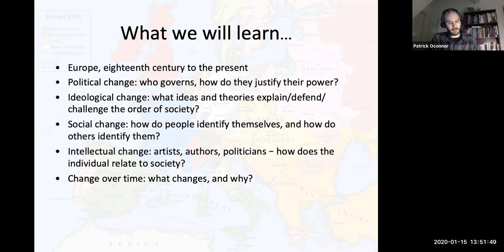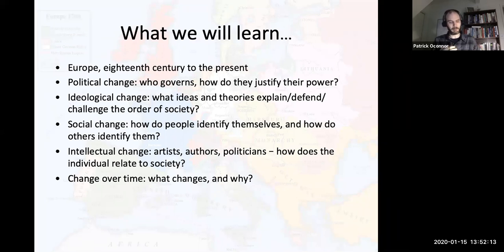And then finally, we're going to discuss the most important question that historians ever discuss, which is change over time. What changes and why, right? That is history at its most basic level. That's what historians do. But in addition to change, we're going to think about continuity as well, right?